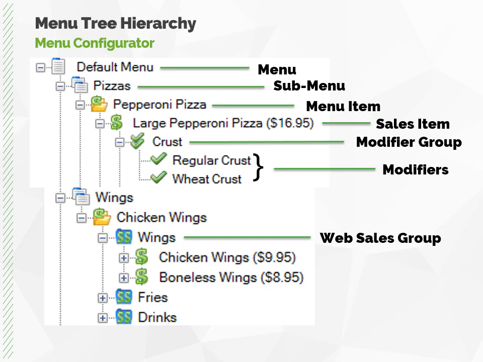Looking at a breakdown of the menu tree, at the top is the default or standard menu. Directly under the menu is the submenu. Next in line is the menu item. Menu items are depicted by a folder with a green $ sign inside. Sales items are contained within the menu item folder and are shown as a single green $ sign. Modifier groups are the double check marks, and modifiers are represented by a single green check mark. The optional web sales group is shown as a double green $ sign and contains sales items.